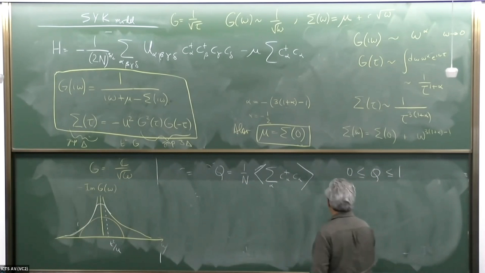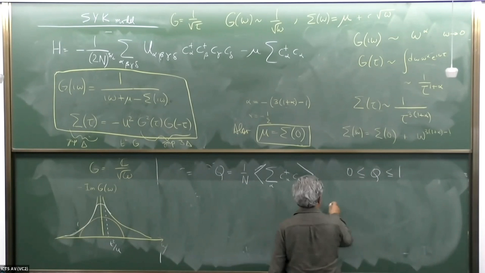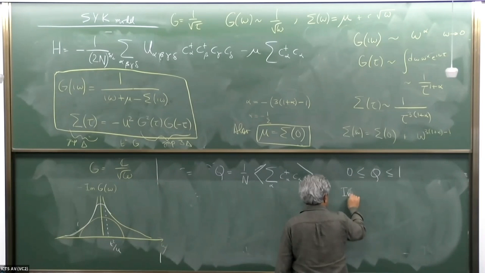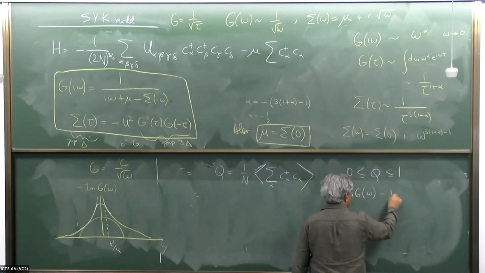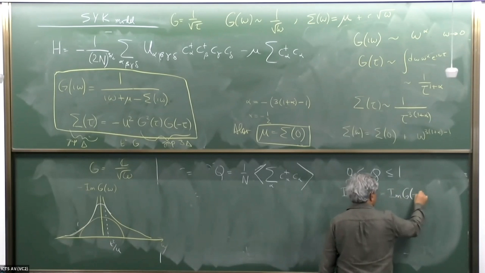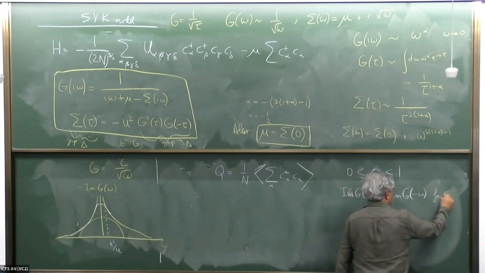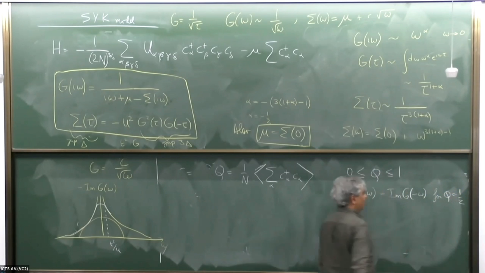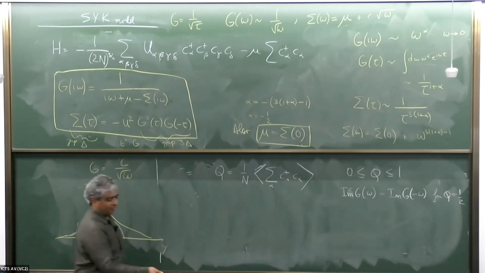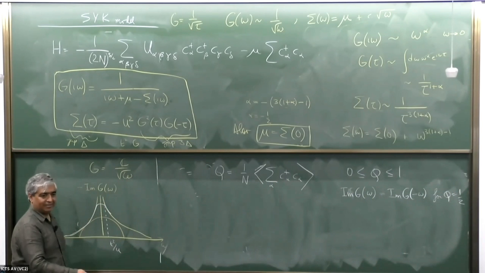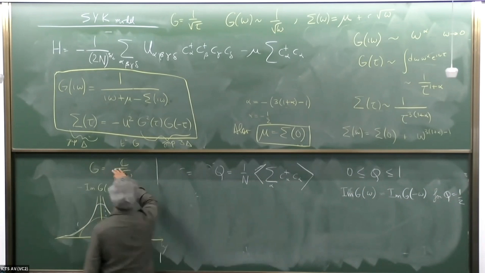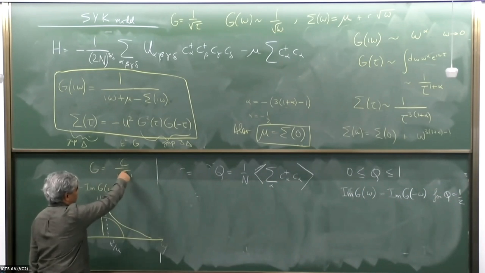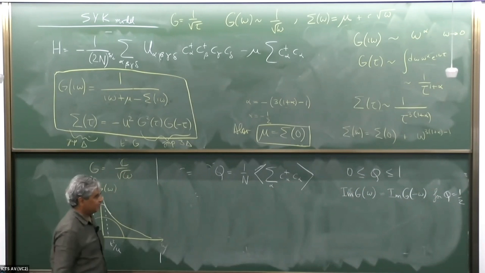You can see that if I plot the density of states, G of omega is equal to minus G of minus omega for Q equals 1/2. That's the half-filled case. So positive and negative frequency, or particles and holes, come with the same weight. In fact, it's just 1/√omega for both positive and negative frequencies.